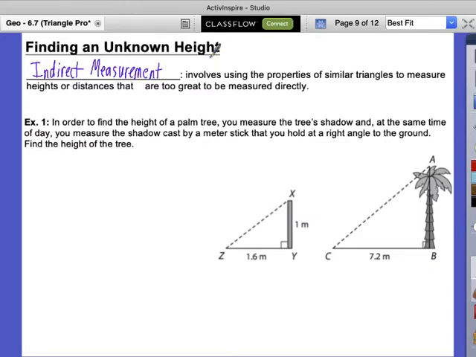Okay. In order to find the height of a palm tree, my mom loves palm trees, okay? You measure the tree's shadow, and at the same time of day, you measure the shadow cast by a meter stick that you hold at a right angle to the ground.